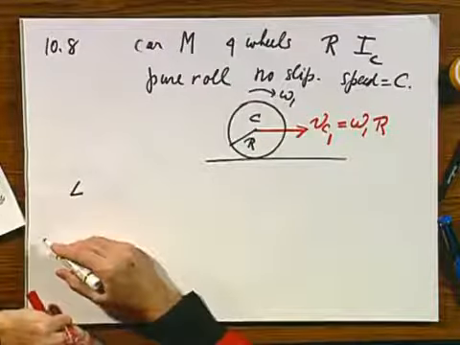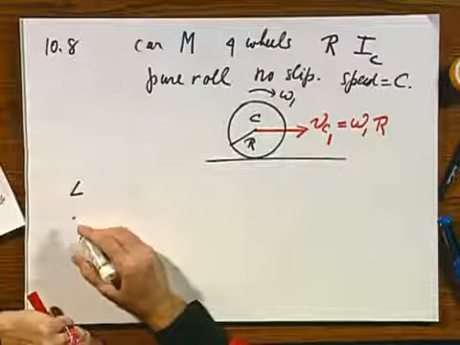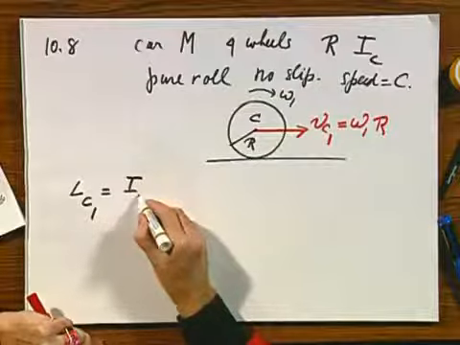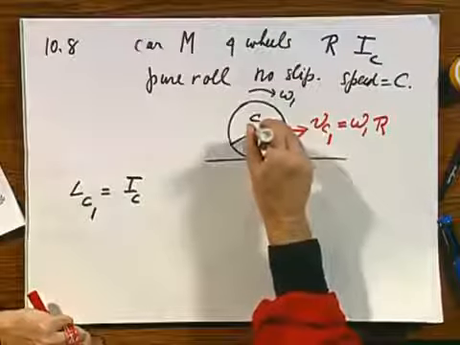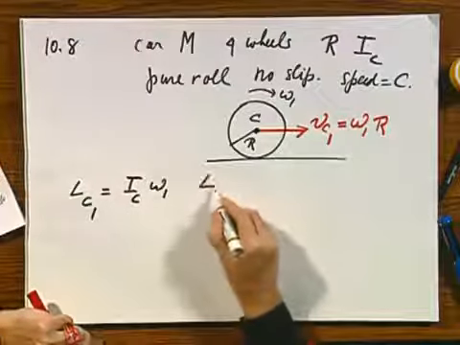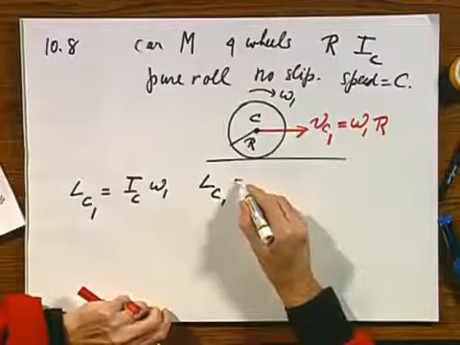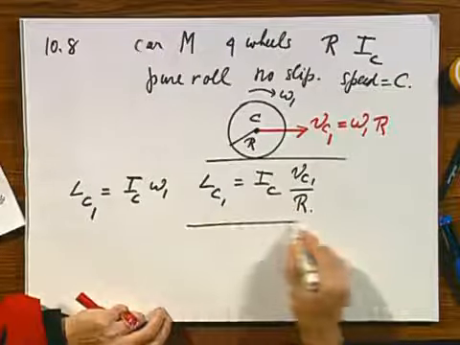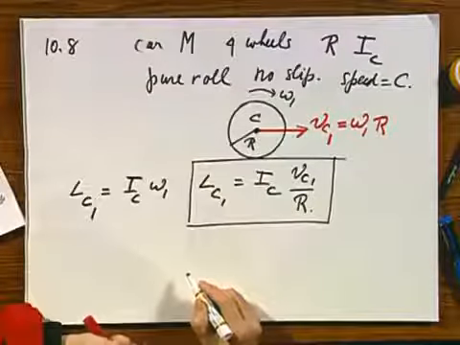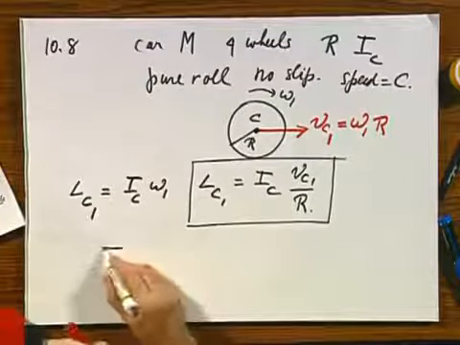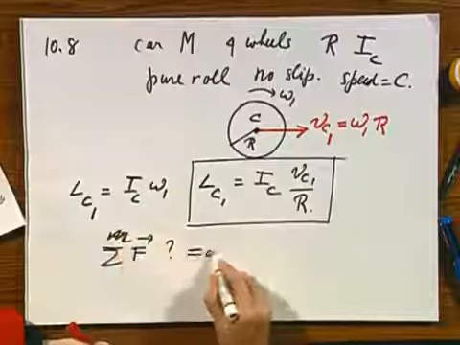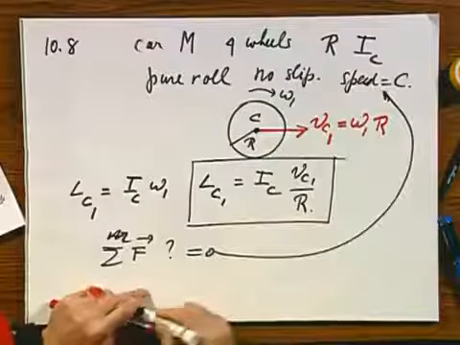What is the angular momentum about point C, at moment 1? That is I, the moment of inertia about point C, about this axis, times omega 1. And so L, at that moment in time, in the beginning, equals the moment of inertia times Vc1 divided by R. So that is not too difficult. What is the net force on this system? That must be 0 because the speed is constant. So there cannot possibly be a net force on this system.